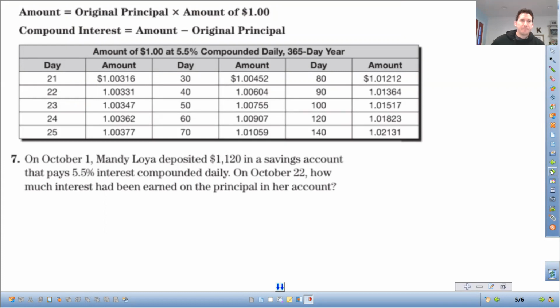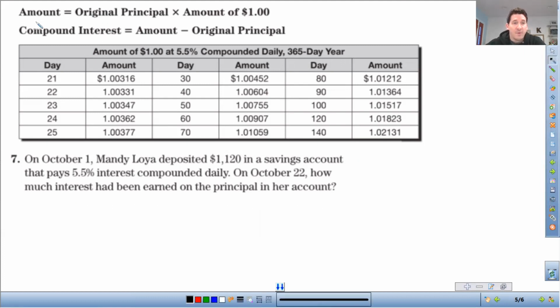This is number 7. All right, and this is just like what we did the other day with the compound interest tables. So on October 1st, Mandy Loya deposited $1,120 in a savings account that pays 5.5% interest compounded daily. On October 22nd, how much interest has been earned on the principal in her account? So make sure you read it carefully.